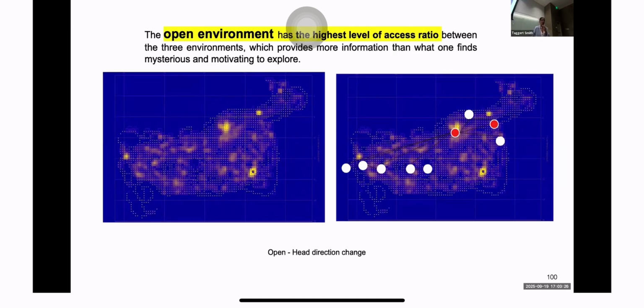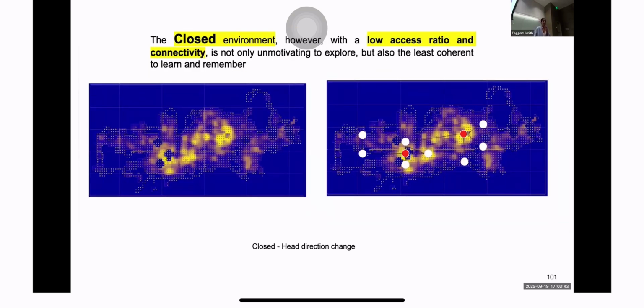And the open environment has the highest level of access ratio, which basically provided more information than the other two. And that's why they could remember the environments better, even though they didn't feel as curious, because they kind of gained all the information at the very beginning. And the closed environment, with the lowest access ratio, felt more confusing and people could not remember it the best.